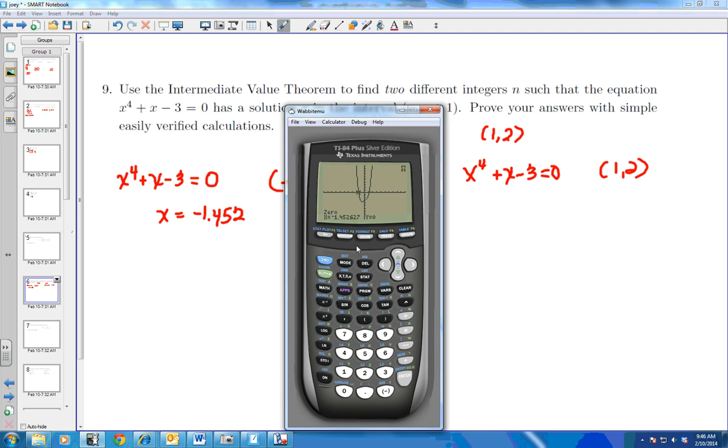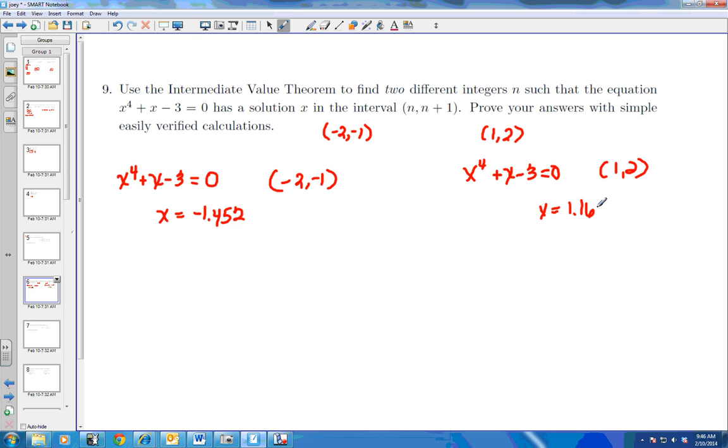So I'm going to do the same steps. Second trace, number 2. This time type in a number to the left of where it crosses at the second point, so I'm going to type in 0. Type in a number to the right of where it crosses, so I'm going to type in 2. And then 1.5 is my guess. So it actually crosses at 1.164. I don't know exactly what he's wanting, but something like this might give you an idea of what to do.